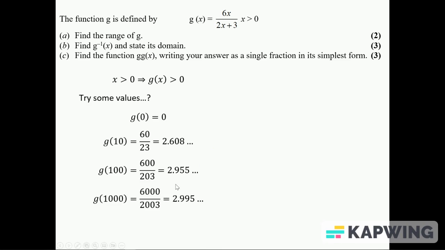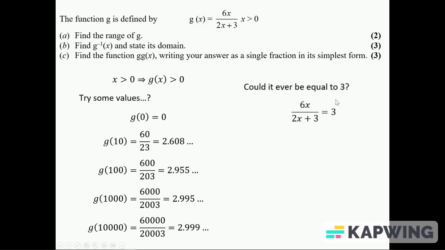Oh, they're getting closer and closer to 3. If we put 10,000 in, very, very nearly 3. So it looks like the whole thing's just getting closer and closer to 3. Could it ever be equal to 3? Well, if I put g of x equal to 3, multiply by this bottom line, and then take away 6x off both sides, I'll have 0 equals 9.